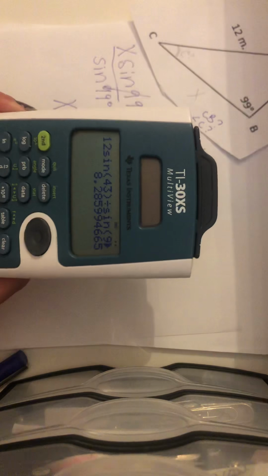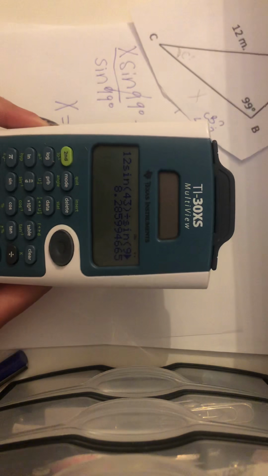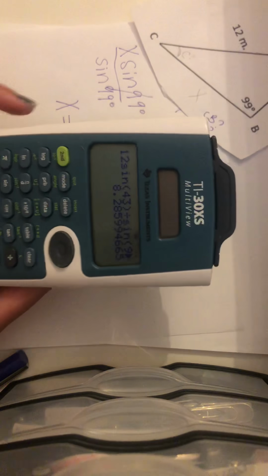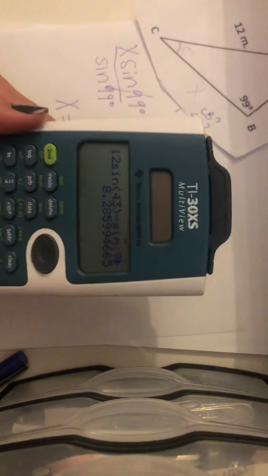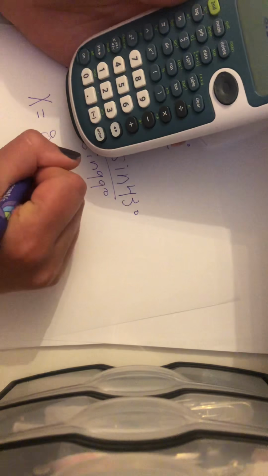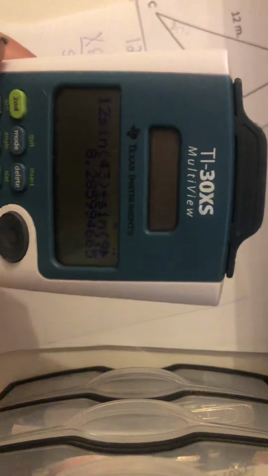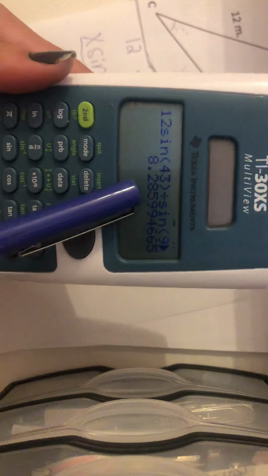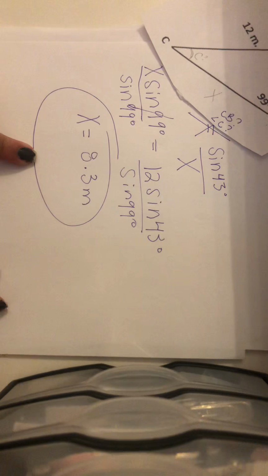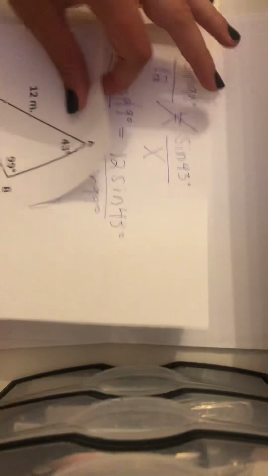And you should get 8.285 meters. But we're rounding to the nearest tenth, so you're going to get 8.3. You see, nearest tenth, the 8 rounds the 2 up to a 3. And so x is 8.3 meters. So with that little review out of the way, we're going to introduce the next topic.